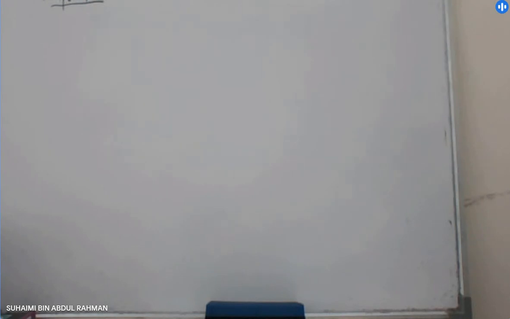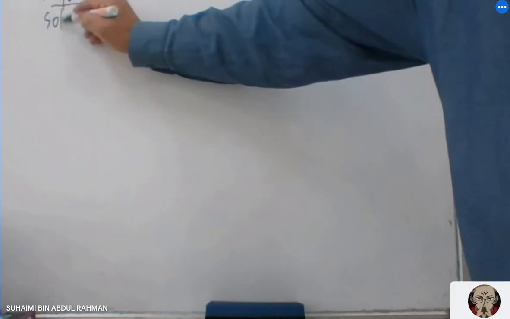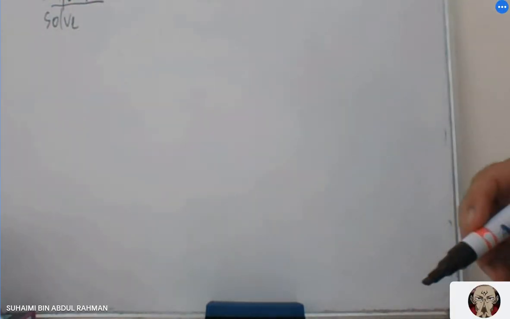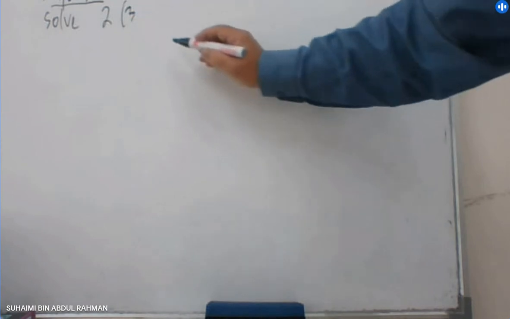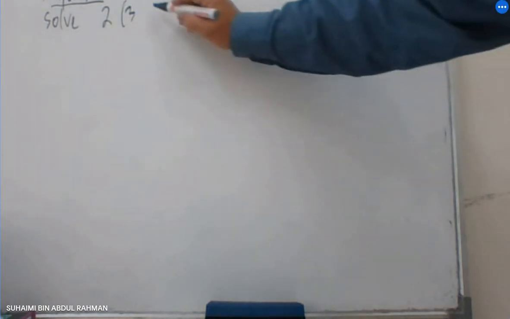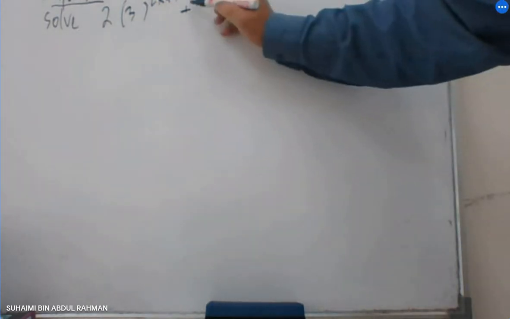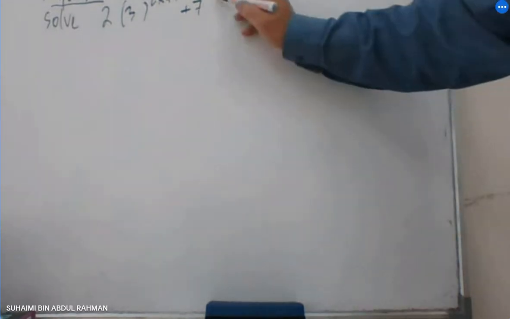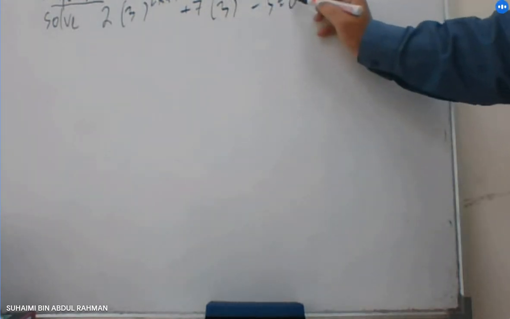...which involve exponentials and also which involve logarithmic. For instance, solve the equation 2 times 3 to the power of 2x plus 1, plus 7 times 3 to the power of x, minus 3 equal to 0.